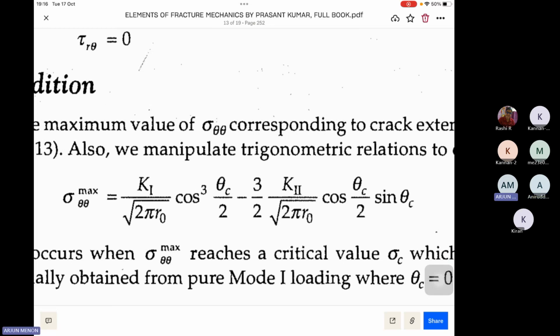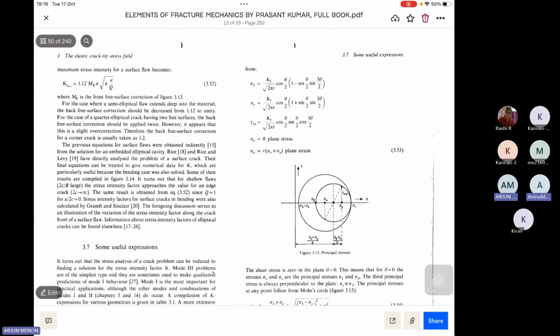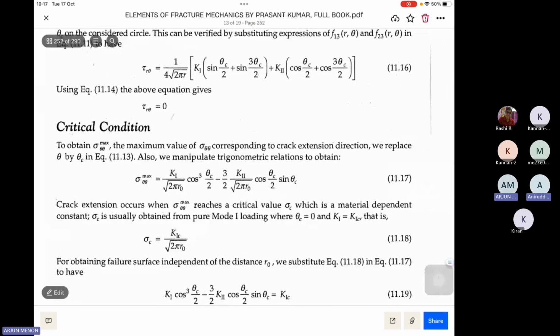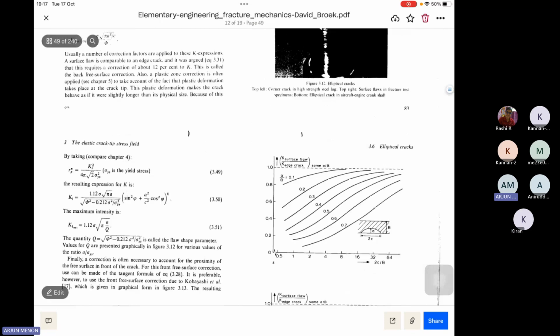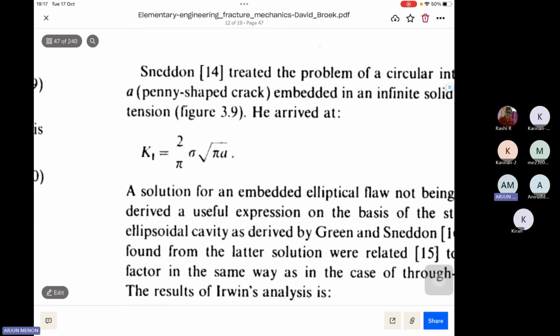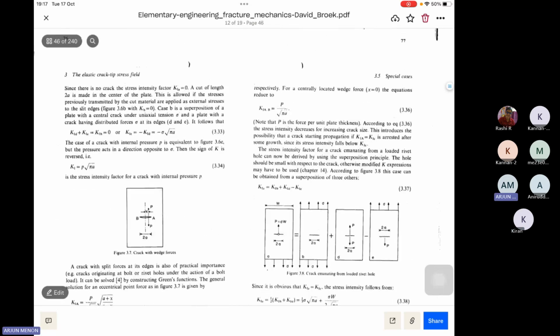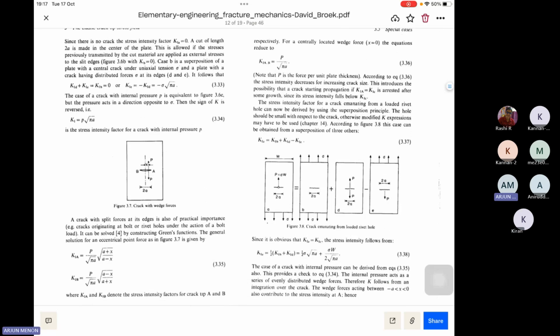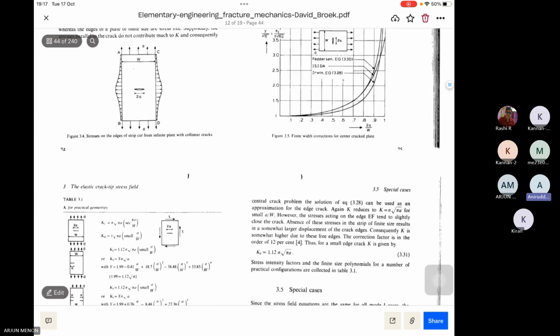Then this is K1, 1 by square root of 2 pi r naught is there. So that's what I'm searching for in this book. Somewhere I had seen yesterday something like this, where he had arrived at it, because there is no radius given. R naught is not given.